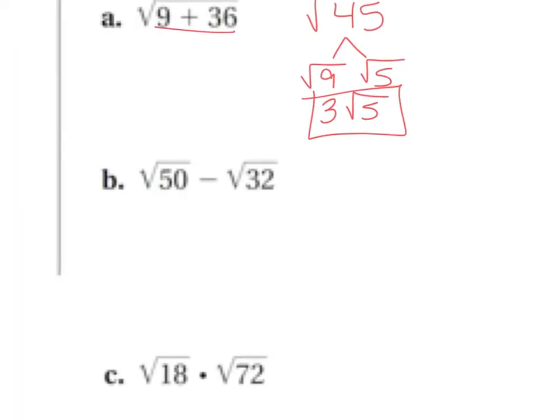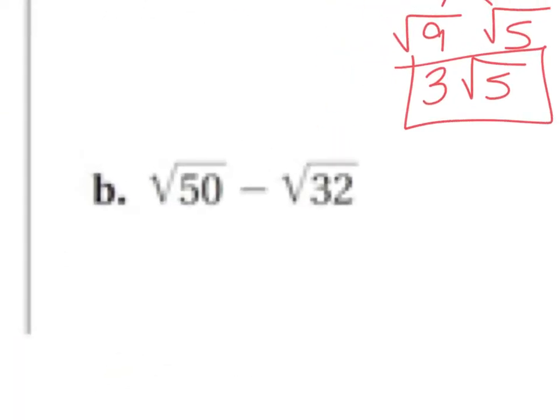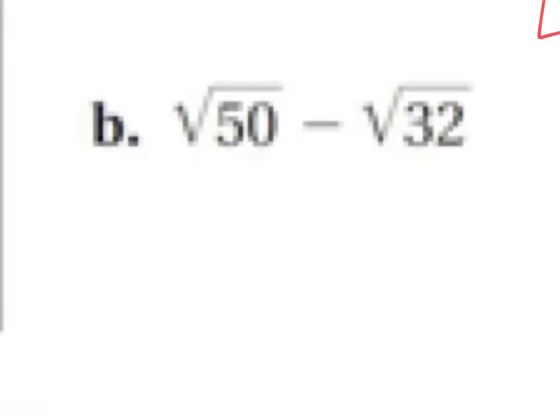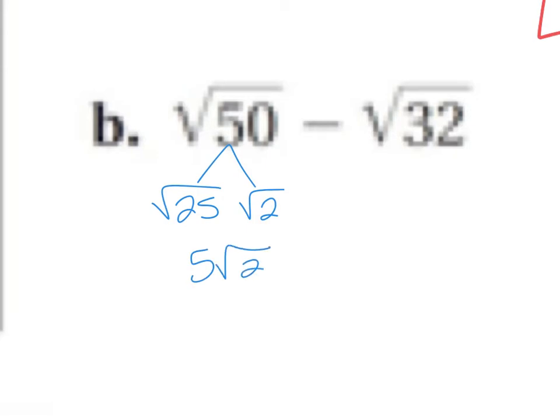Okay, the next one, we've got square root of 50 minus the square root of 32. So remember, you can only add and subtract if they are the same underneath the square root. And obviously these are different because this one's a 50 and this one's a 32. Okay, since we can't just go ahead and start subtracting, we have to try to simplify first. So let's simplify 50. So 50, that breaks up into what perfect square? Well, that would be 25, square root of 25 times the square root of 2. And so that ends up giving me 5 square roots of 2.